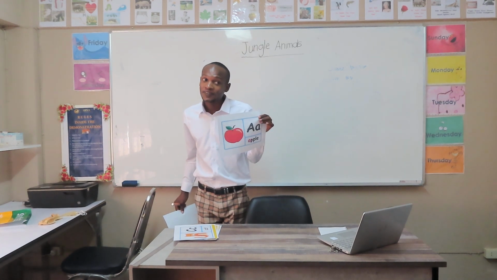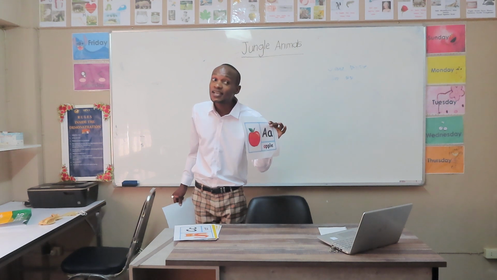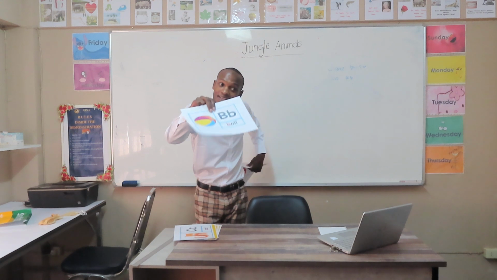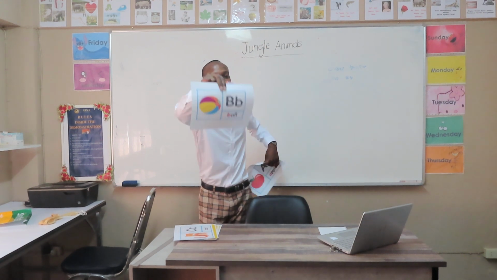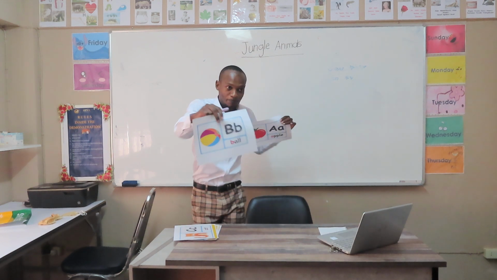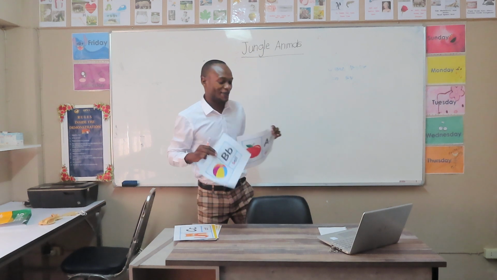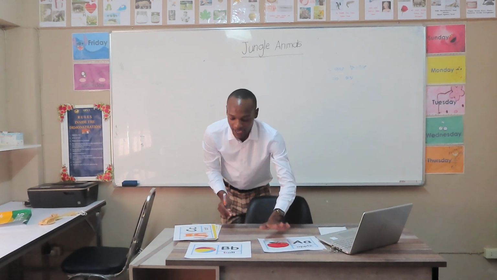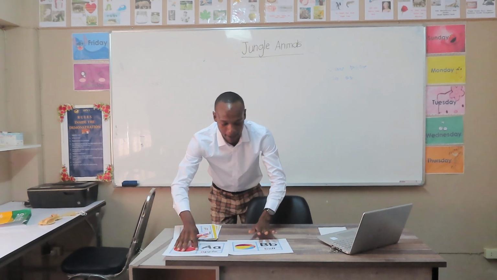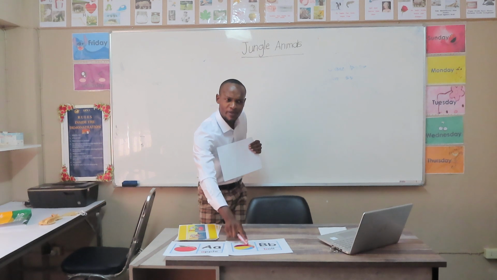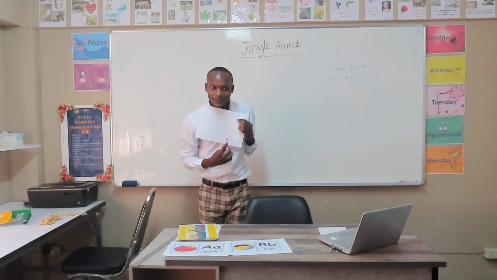So who still remembers this one? Letter A. What's the sound for letter A? A. Very good. And this one? Ba. Okay, letter B. So A, B, A, B. Very good. So letter A and letter B. So A, apple, B, ball. Okay, so A, B. Who can guess the next one?